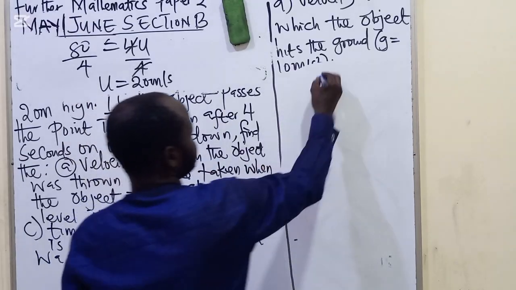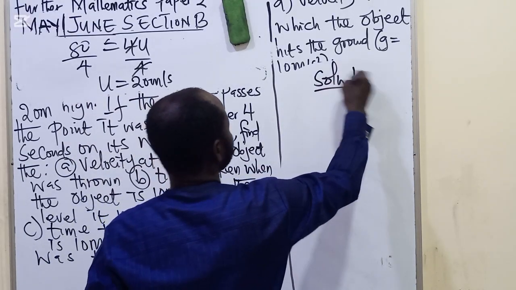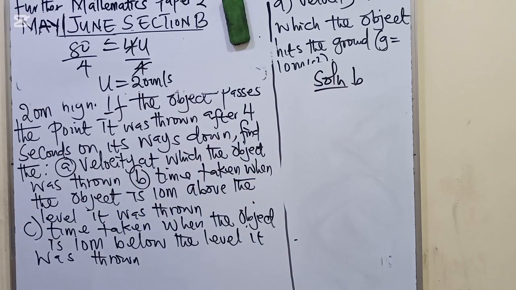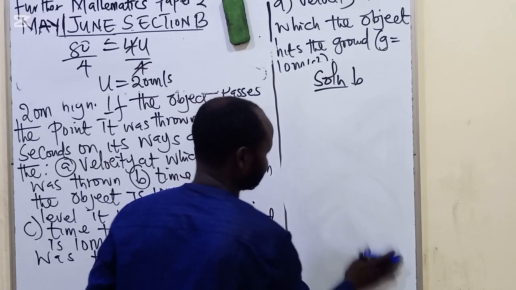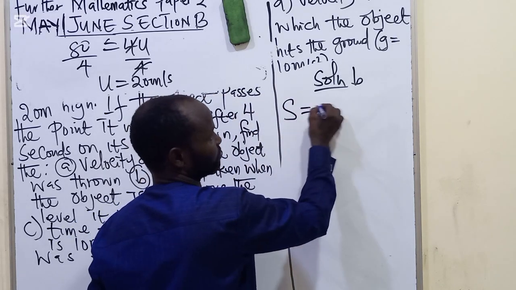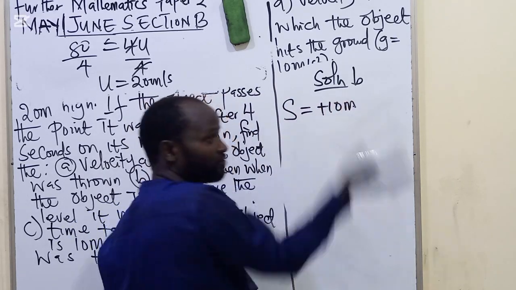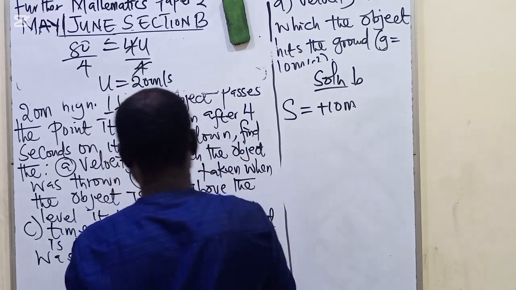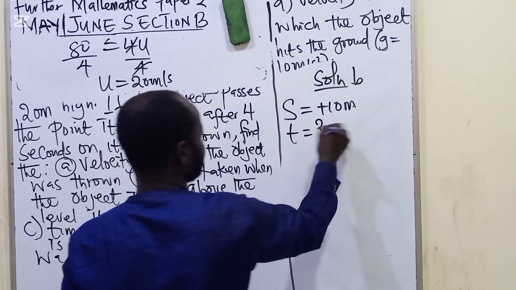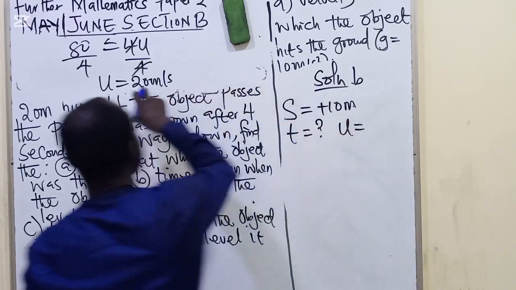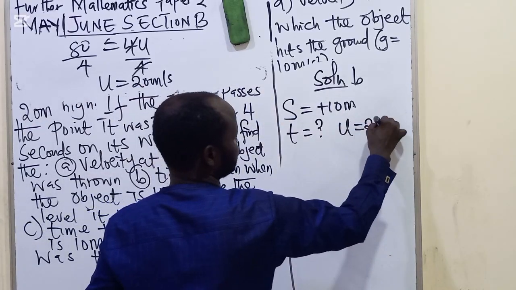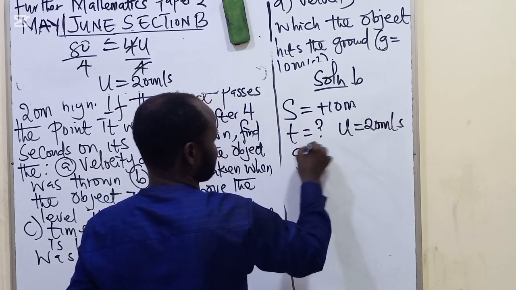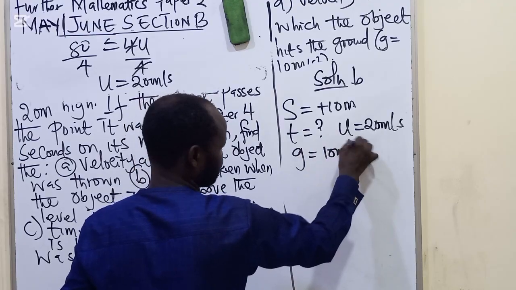The B part, that's the solution to B now. The time taken when the object is 10 meters above the level it was thrown. 10 meters above the level means the displacement s will be plus 10 meters since it is above. But if it is below, it will be negative. Then we are looking for the time. Time t now is question mark. Our initial velocity from A is 20 meters per second. Then our g, of course, as I say, is negative. It's against gravity.